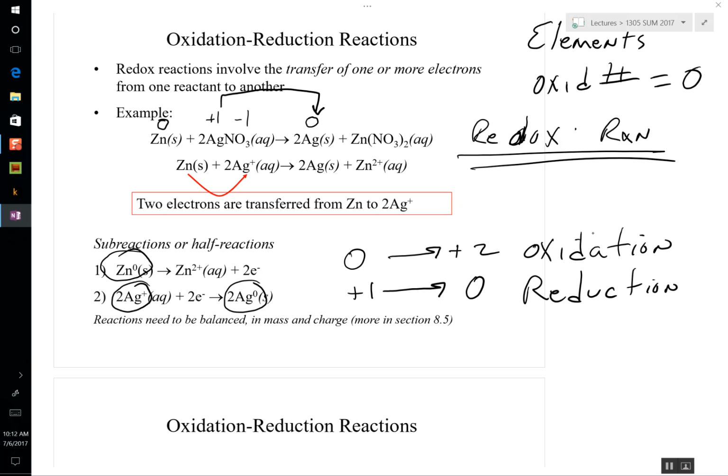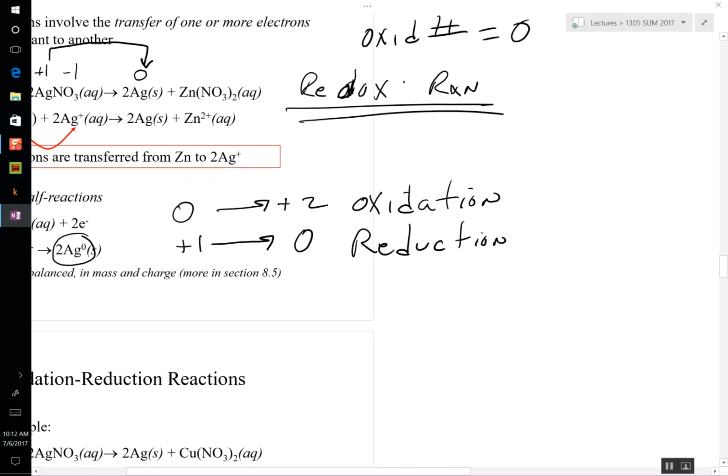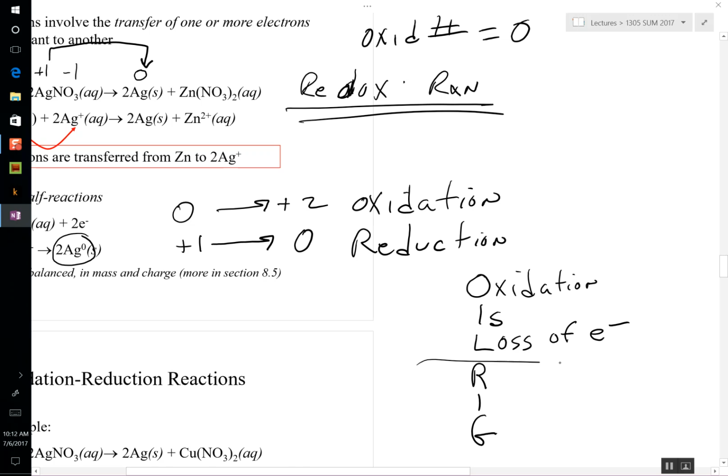Okay, how are you going to remember this? Well, remember this: OIL RIG. Oxidation is the loss of electrons. Reduction is the gain of electrons.